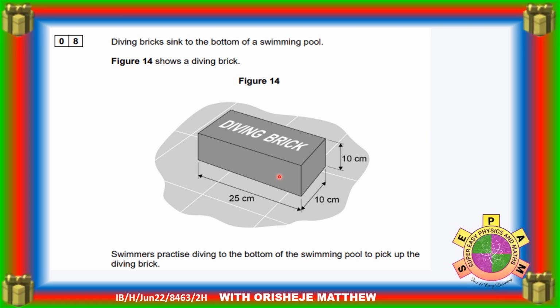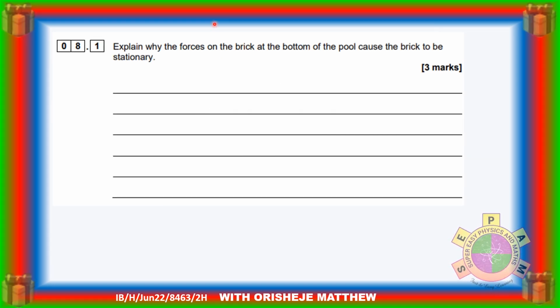Then if a swimmer practices diving to the bottom of the swimming pool to pick up the diving brick, we can also calculate the pressure acting on it. The pressure is the force acting per unit area, that is the surface, so we need to calculate the base area. Explain why the force on the brick at the bottom of the pool causes the brick to be stationary.